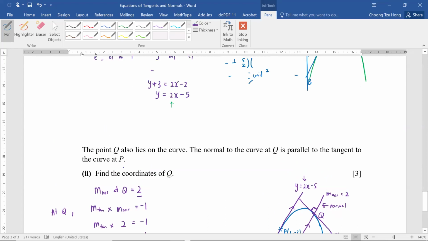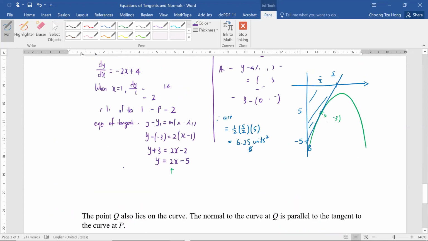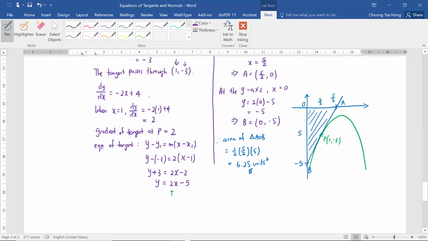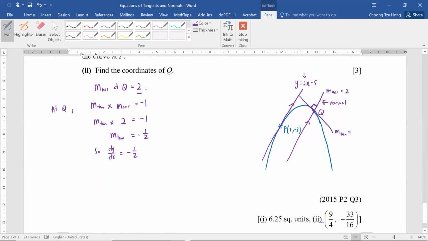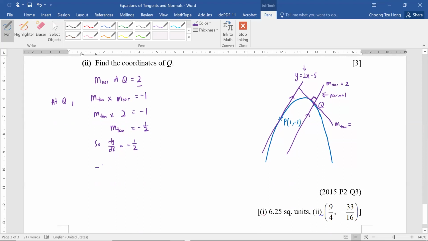Remember, dy dx was -2x plus 4, right? So now we are going to equate -2x plus 4 to -half. So -2x equals, bringing the 4 over, -9 over 2. So x will be 9 over 4.